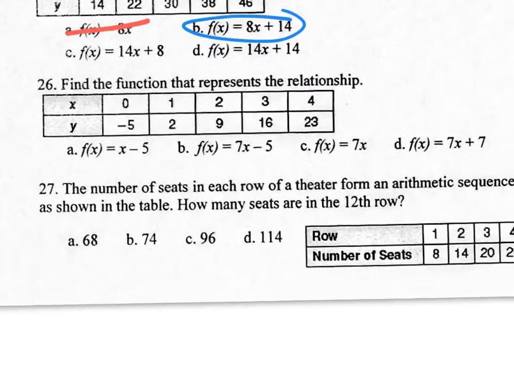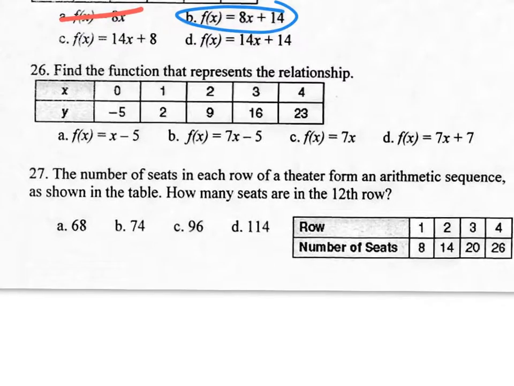Okay, number 26. You do that the same way also. You're going to be testing inputs and outputs. 0 in here will give you out a negative 5. 1 in here will not get you a positive 2. So it cannot be option A.